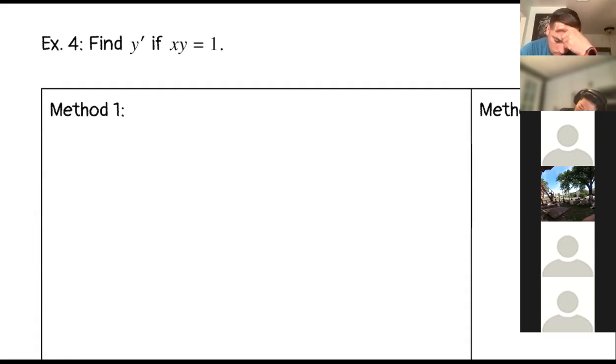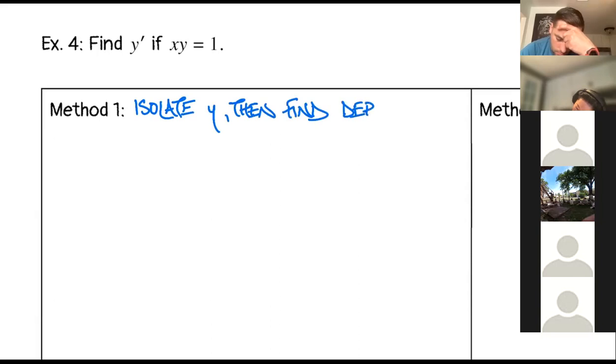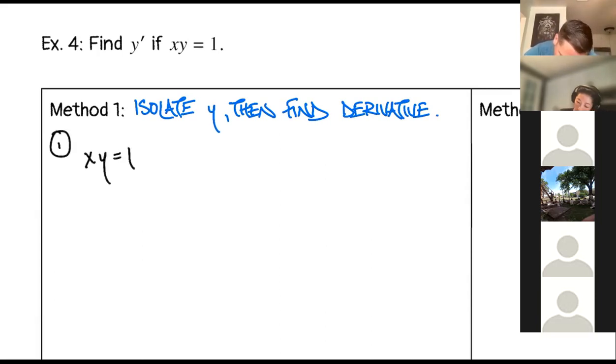Okay, so method number one for us will be: isolate y, then find the derivative. We're going to isolate y first, and then we're going to find our derivative. So xy equals 1 is our expression. If I'm going to get y by itself, I'm going to divide both sides by x. So y equals 1 over x.